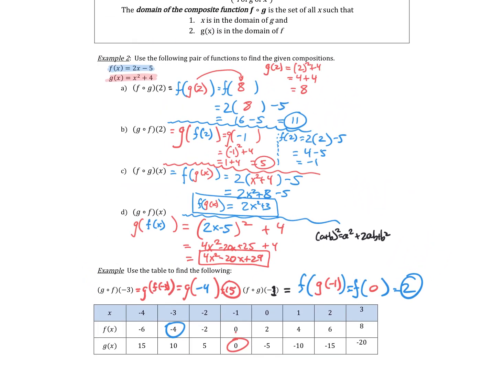All right, so first we rewrite it, and then we find the inside part first, and then finish it off. Same thing when we've got equations. Rewrite it, find the inside part first, and then finish it off. If we have an x, we substitute the inside part and then simplify it to get our final expression.